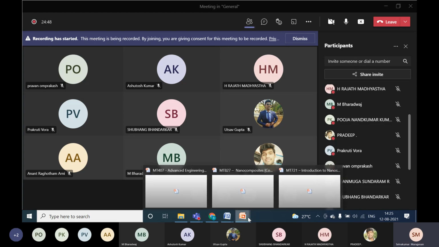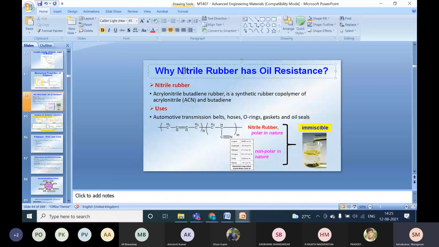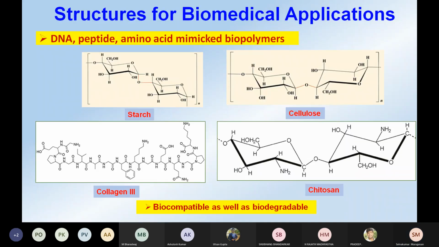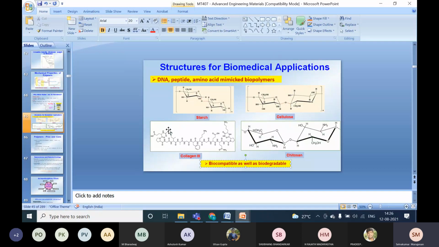So now just look at the structure and tell me, because I explained to you, right, why the nitrile rubber exhibits oil resistance. You can also find some of the keywords: DNA, peptide, and amino acid mimicked biopolymers. And you do find some keywords here: biocompatible as well as biodegradable. So can you make out now why these structures are preferred for biomedical sectors?